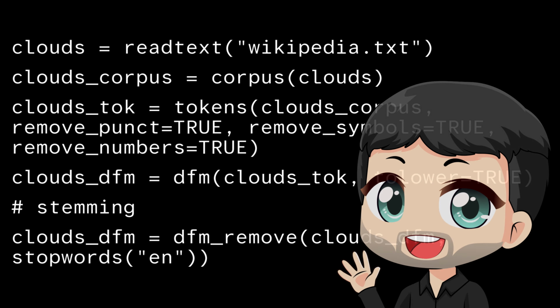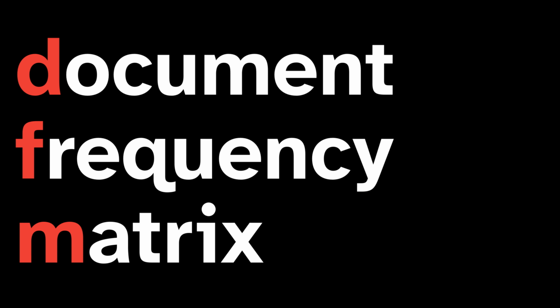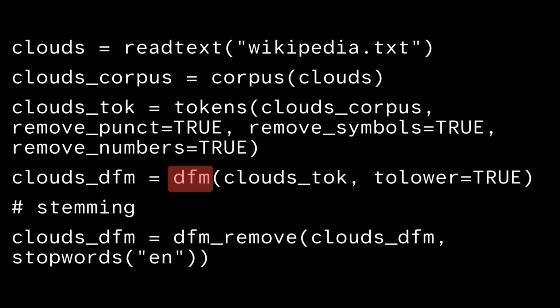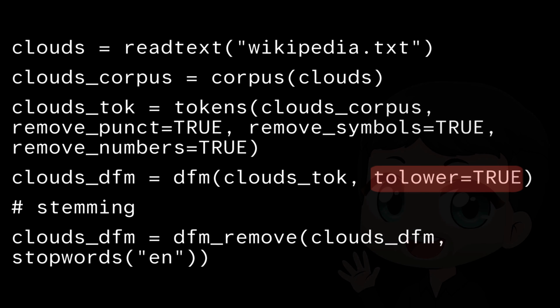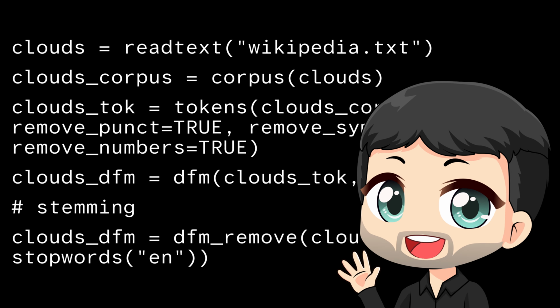To construct a word cloud, we use a DFM, a document feature matrix. That's a long table of how many times each token occurs in the document. The argument tolower converts all characters into lowercase. So it doesn't matter if a word appears at the beginning of a sentence or in the middle of it.